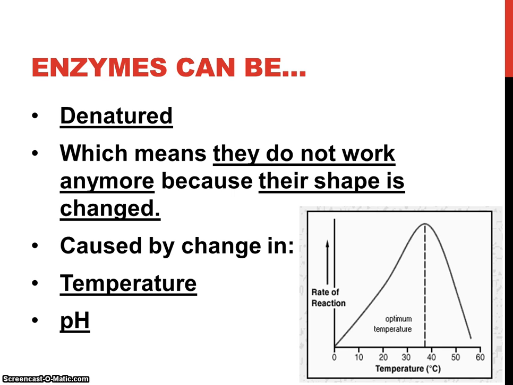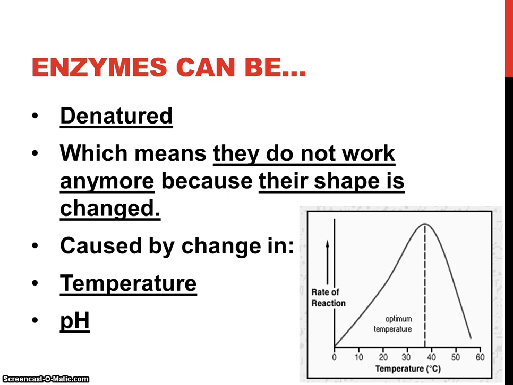It can also be pH. So if something's used to being acidic, if it becomes basic, that's not good either. And you will have to be able to look at graphs like these and interpret them and be able to find out what the optimum pH or temperature is.